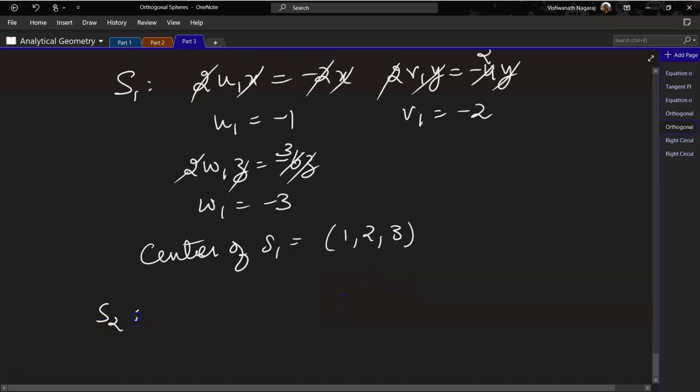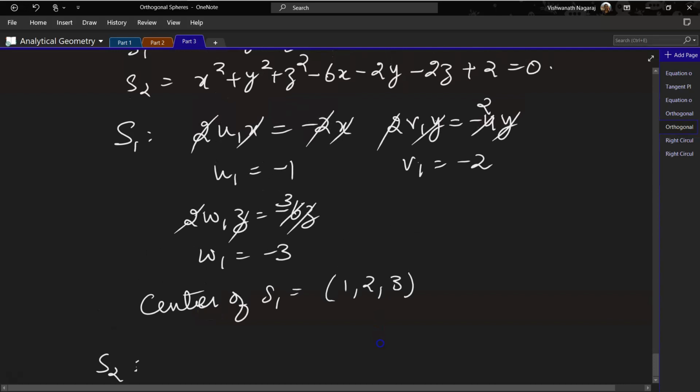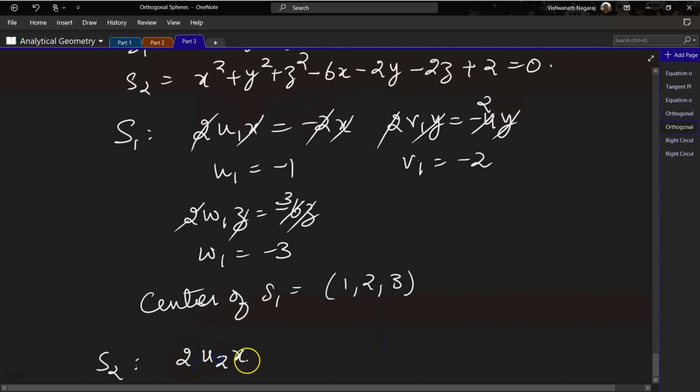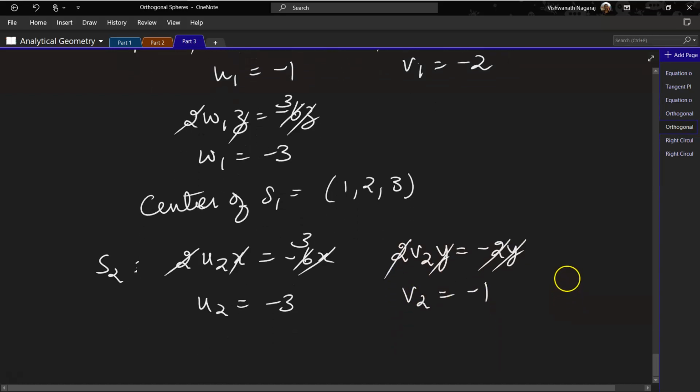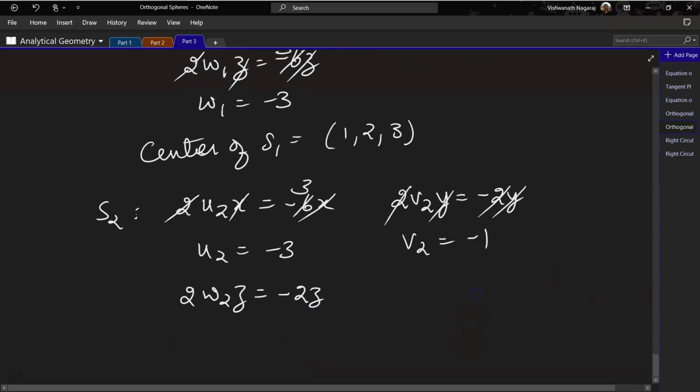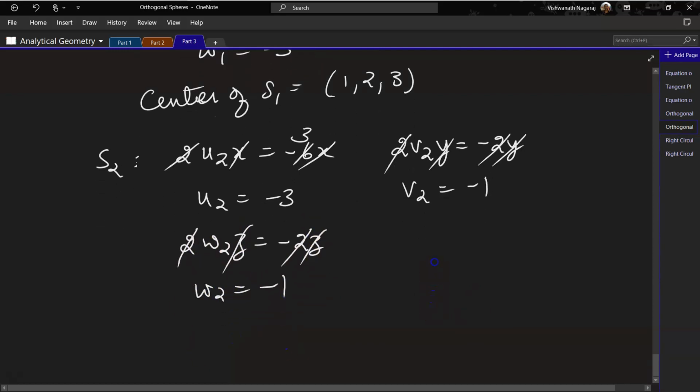Now let's take S2. S2 is again 2u2x is equal to minus 6x, so u2 is equal to minus 3. Then 2v2y is equal to minus 2y, so v2 is equal to minus 1. 2w2z is equal to minus 2z, so again w2 is equal to minus 1.